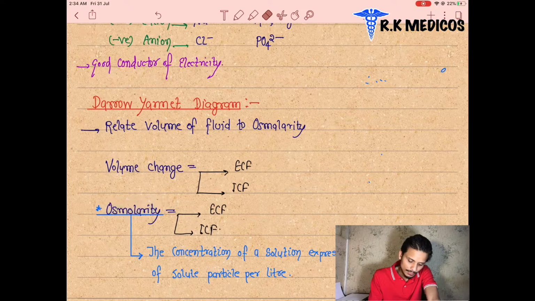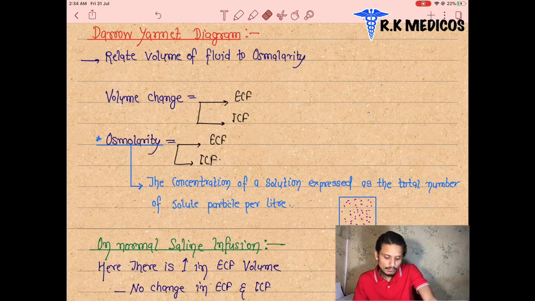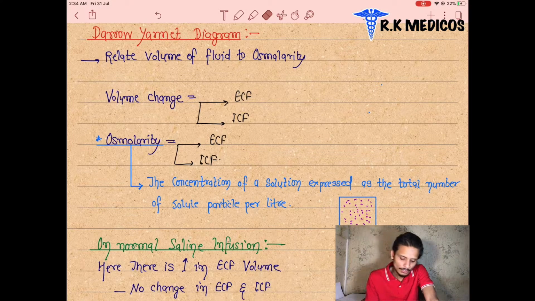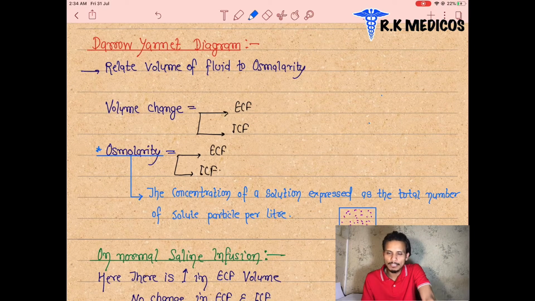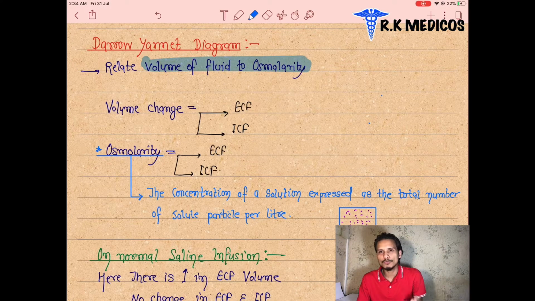Now in this section we are going to discuss basically 4 terms, and on the basis of these 4 terms we discuss everything. First, the Darrow-Yannet diagram is based on the extracellular and intracellular compartments. I already showed you the x-axis and y-axis. The relative volume of fluid is shown according to the osmolarity on the y-axis and the volume of fluid on the x-axis.